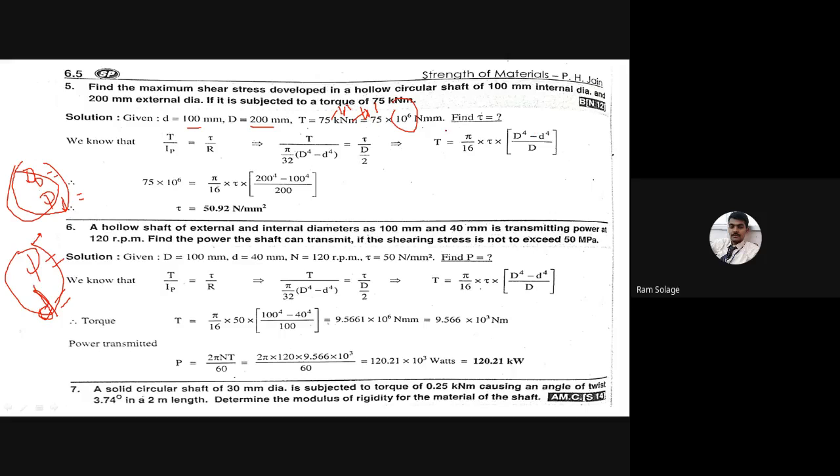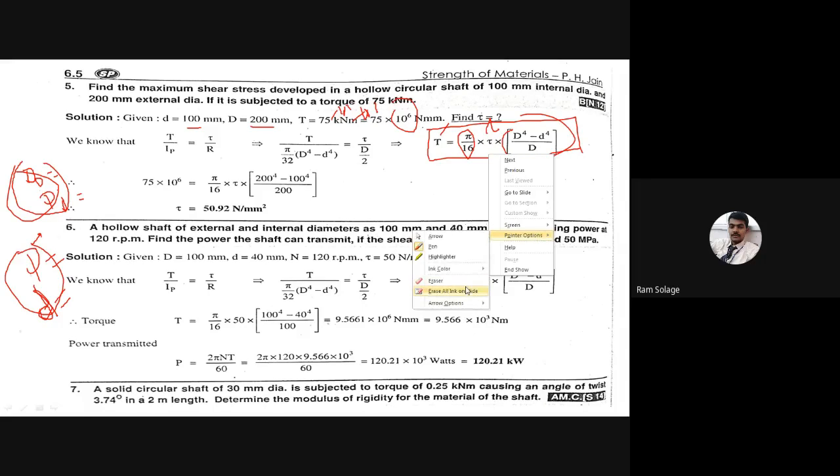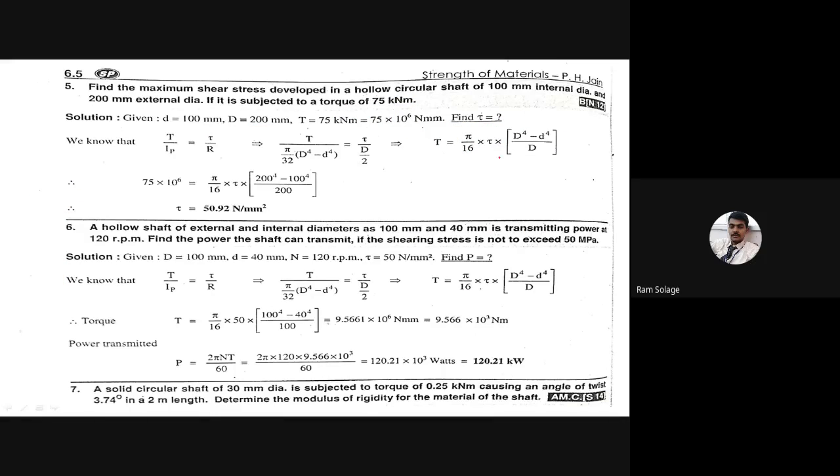Even if you do not know the conversion, this formula is known to us. Torque transmitted for hollow shaft: T is equal to π/16 into tau into (D⁴ minus small d⁴) divided by capital D. In this problem, T is given, π/16 is constant, tau is the question mark, and both diameters are given. Use the formula directly. Put all the values and find the value of tau. It is in Newton per mm square.